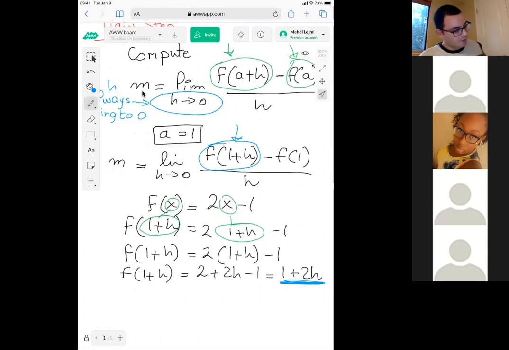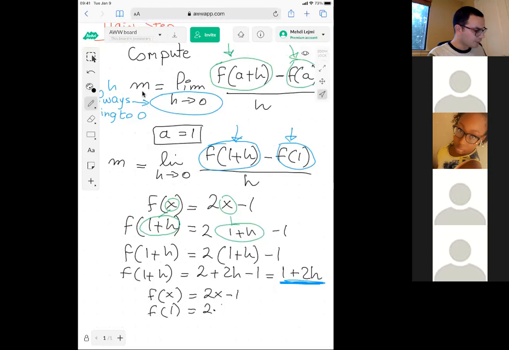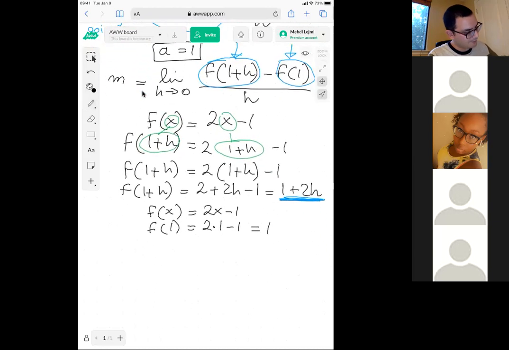Now, the second thing I need to compute in this definition is f of 1. It's not hard. I know f of x is 2x minus 1, so f of 1 is 2 times 1 minus 1, which is equal to 1. Okay, so I got my f of 1 and I got my f of 1 plus h. So I'm ready to compute m, the limit. Now we can compute.